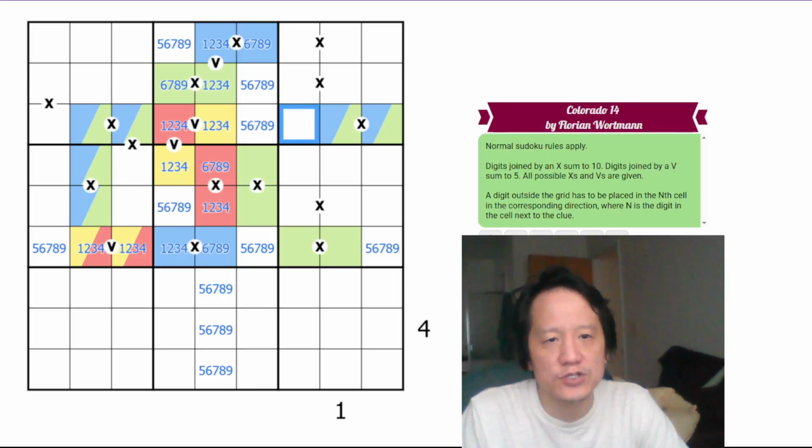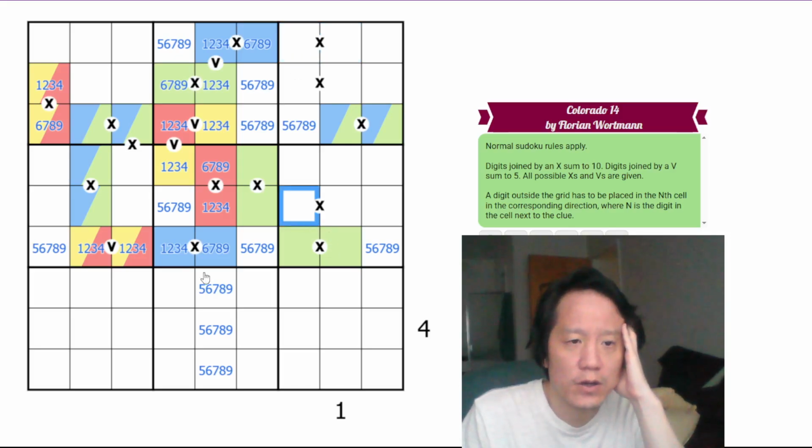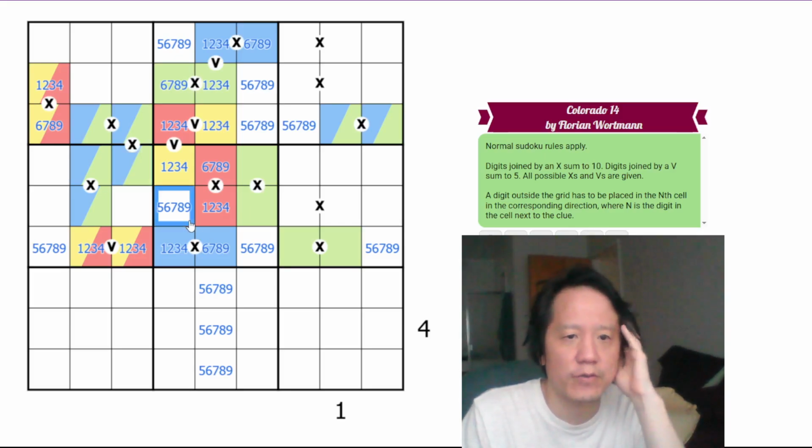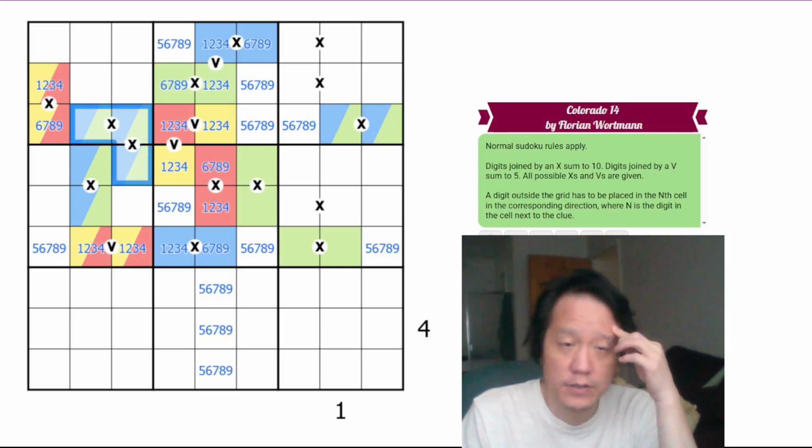The rest of the digits must be 5 through 9. So this can't be 5 through 9. This can't be blue or green, so this is red or yellow. This is the low one then. What else do we know? This is blue or green. So this is the same one.